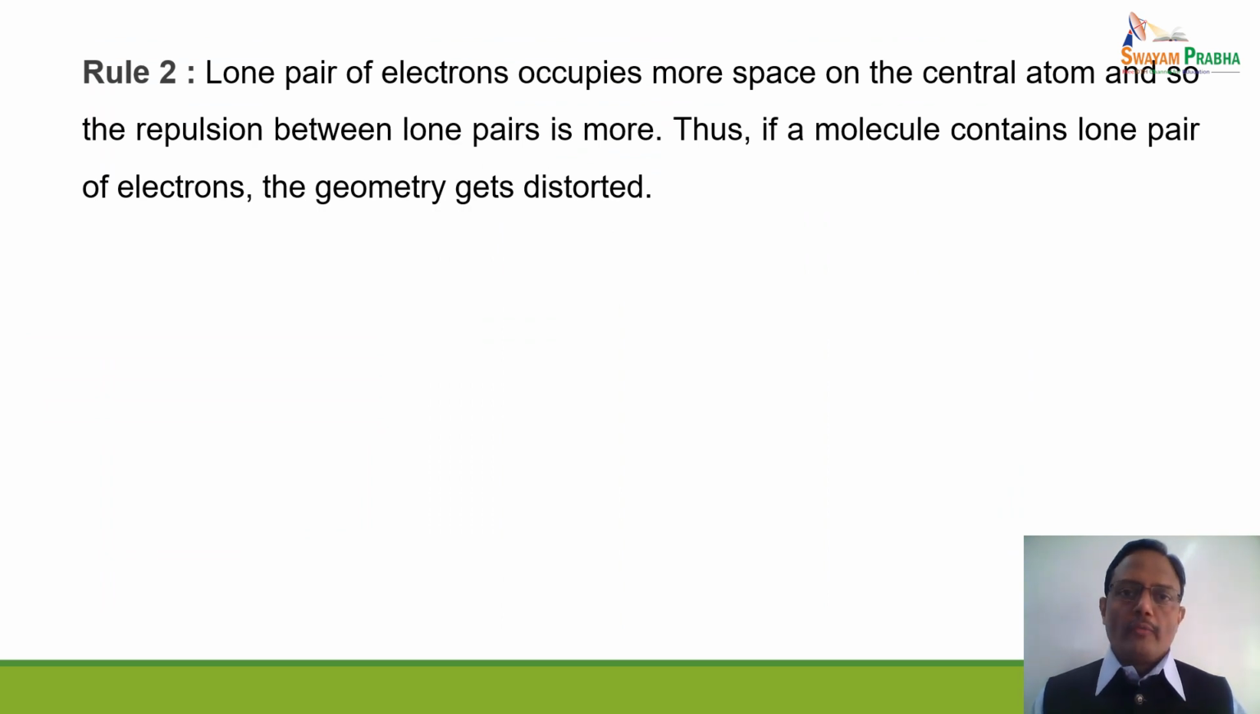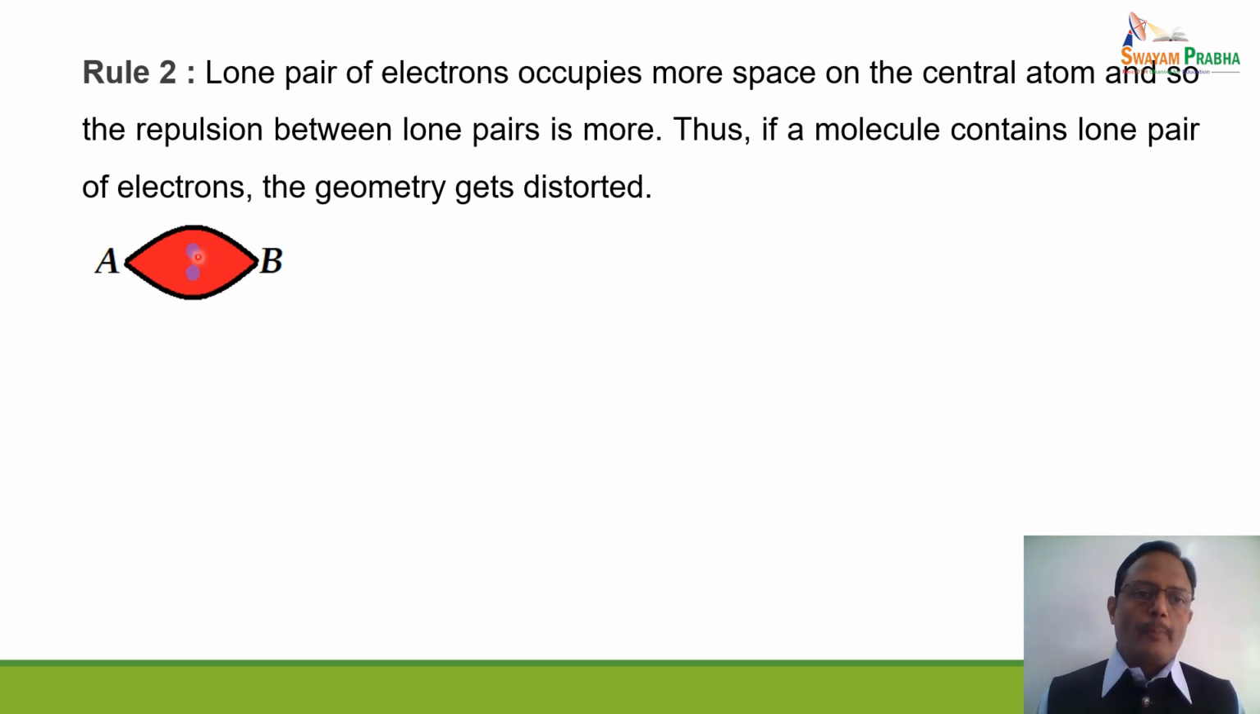The second rule of VSEPR theory says that a lone pair of electrons occupies more space on the central atom, and so the repulsion between lone pairs is more. Thus, if a molecule contains a lone pair of electrons, the geometry gets distorted. Quite obvious if we consider a molecule like AB. The electron pair in this particular molecule will be located in between the 2 atoms A and B.